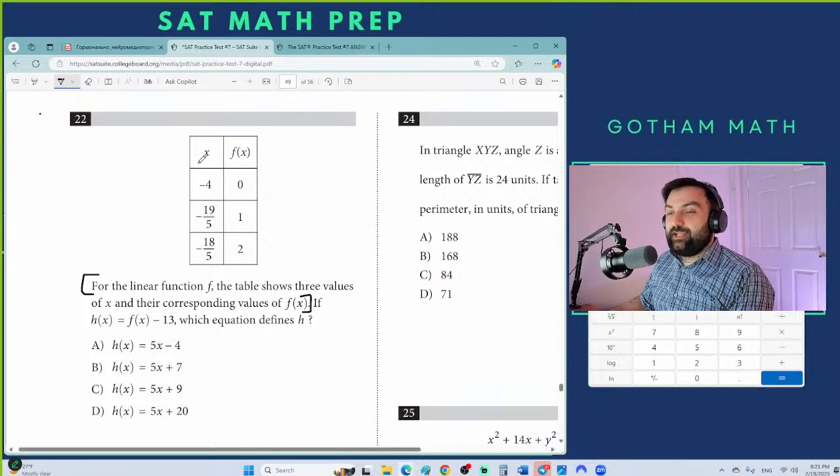Nothing. They just say, hey, this is the function fx here. So it means nothing, pretty much. We see that on our own. If h of x, now there is another function, h, equals function fx minus 13, which basically just means function f lifted down, which equation defines h?